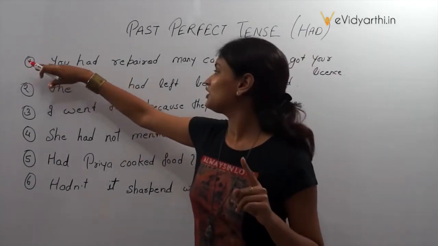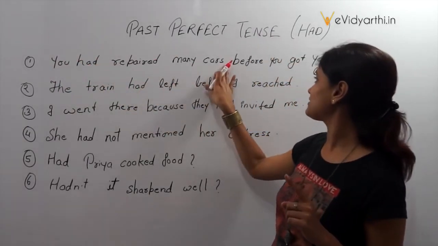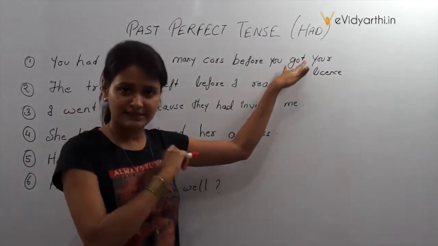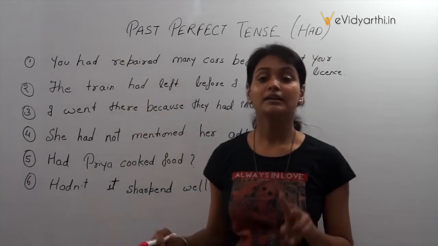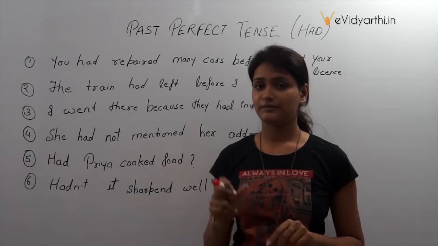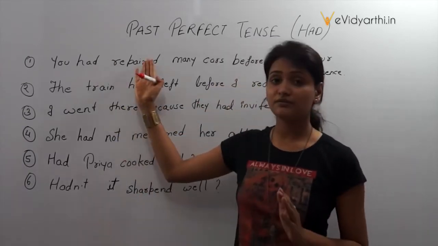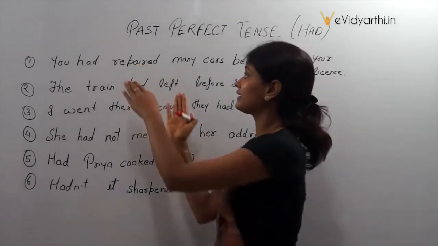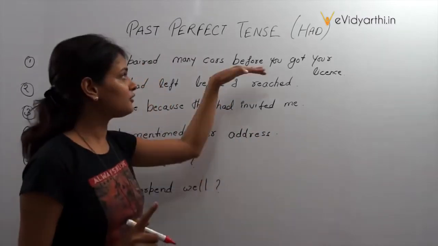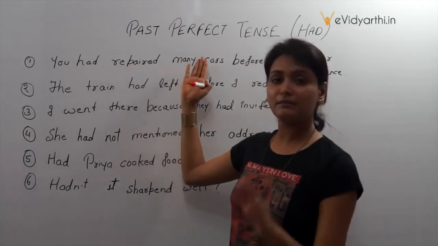Sentence 1. You had repaired many cars before you got your license. इस sentence में there are two things happening. Understand it carefully. एक sentence में दो situations take place कर रही हैं. Situation 1 or action 1 is repairing a car. Alright? And second action क्या हो रहा है? Getting a license. So you had repaired many cars.